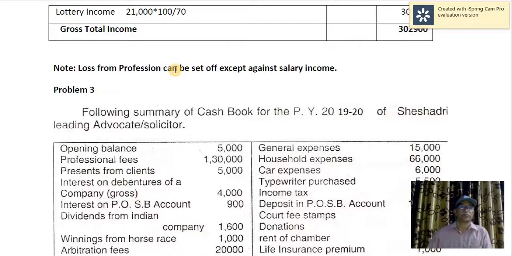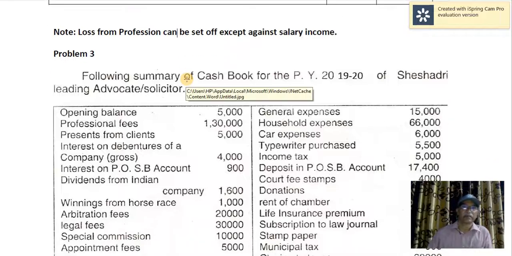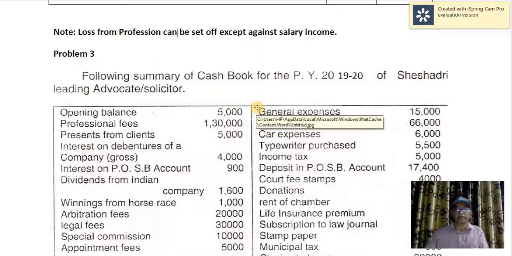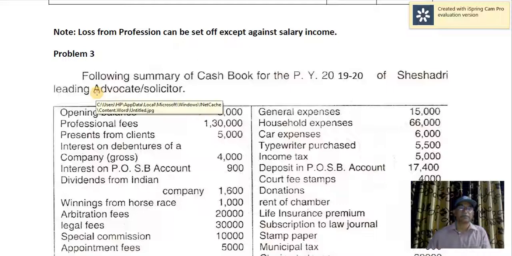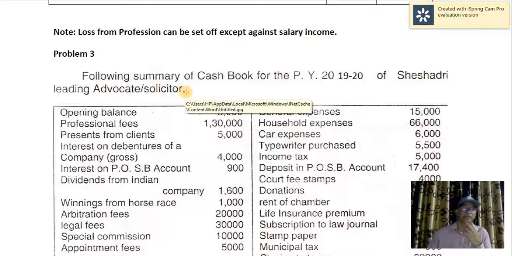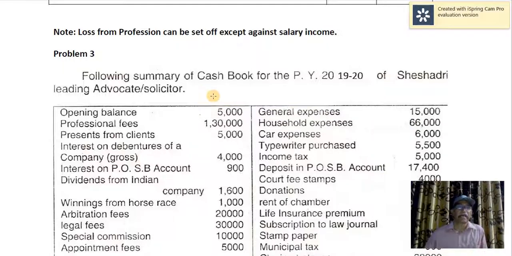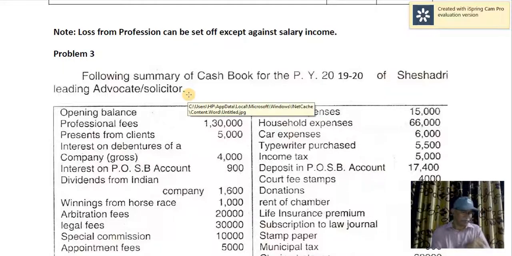Now we will move on to the third problem. Following is the summary of cash book for the previous year 2019-20 of Sheshadri, leading advocate or solicitor. So the first example was on the chartered accountancy profession, the second one on a medical practitioner, and this is on an advocate.